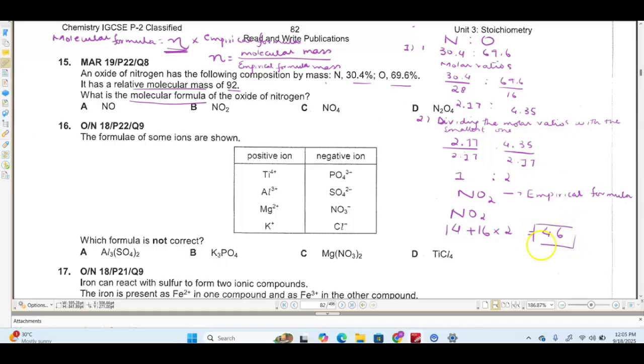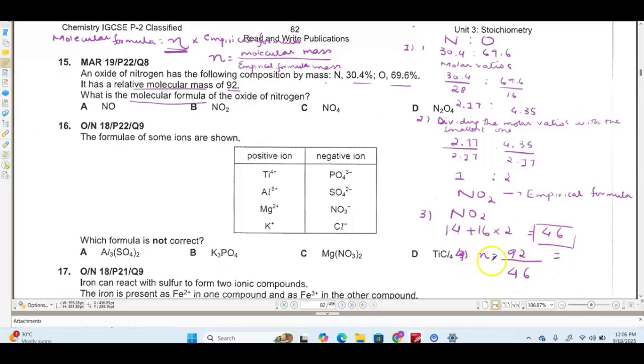So now we have the empirical formula mass and the molecular formula mass. We are going to put our values in this formula. Actually, the third step was finding the empirical formula mass. This is our fourth step: we are going to put in the values. So n is equal to 92, which is the molecular mass, and then we have the empirical formula mass to be 46.